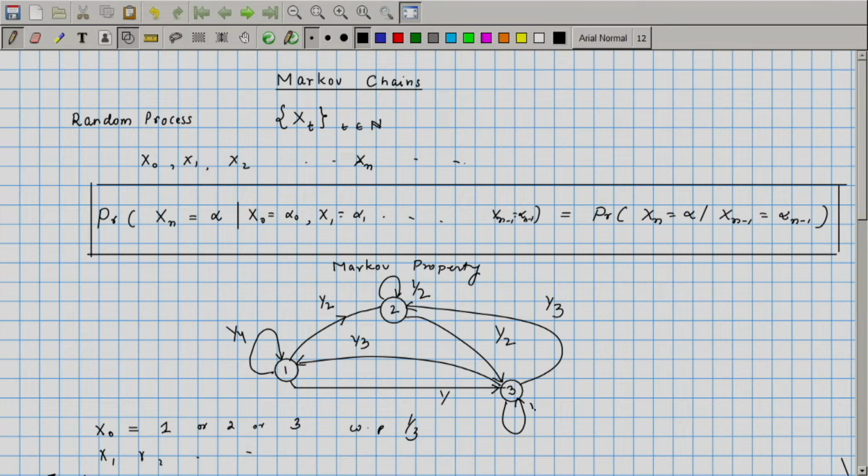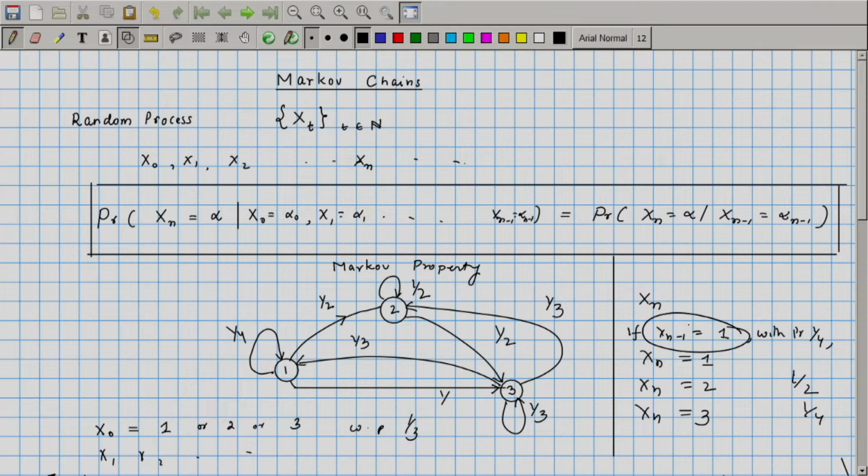So, let us define those random variables. xn's value is dependent on the value taken by xn minus 1 in the following way. If xn minus 1 is 1, then with 1/4 probability xn is equal to 1, with 1/2 probability xn is equal to 2, and with 1/4 probability xn is equal to 3. So, this is conditioned on xn minus 1 equals 1.